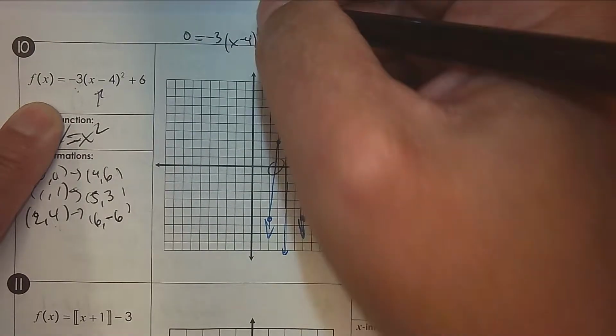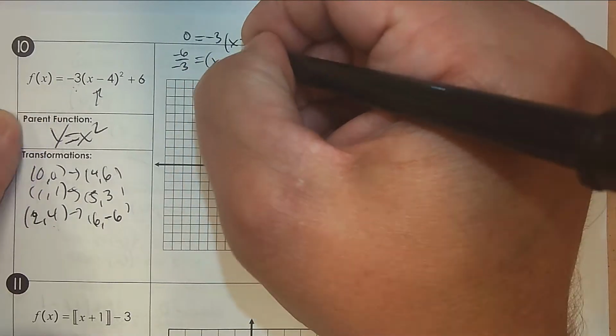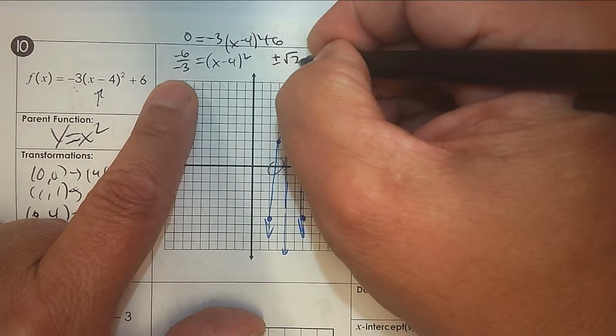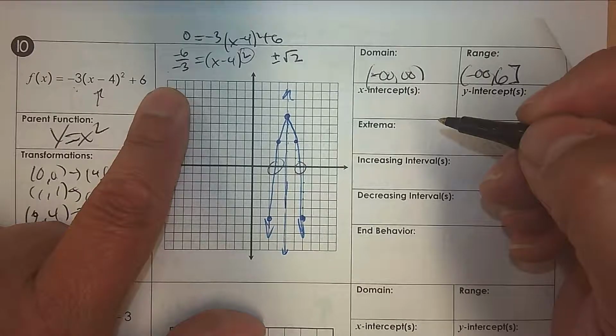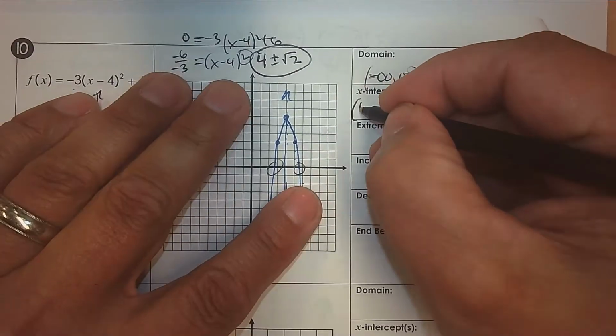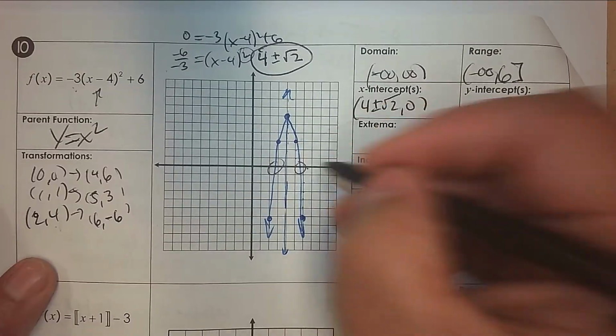So I would subtract 6 and divide by negative 3. That's 2. And then it's the plus or minus the square root of 2. So it's plus or minus, this is square root, and then you would add 4 to that. So we have 4 plus or minus the square root of 2 and 0. This is where they cross, the exact answers.